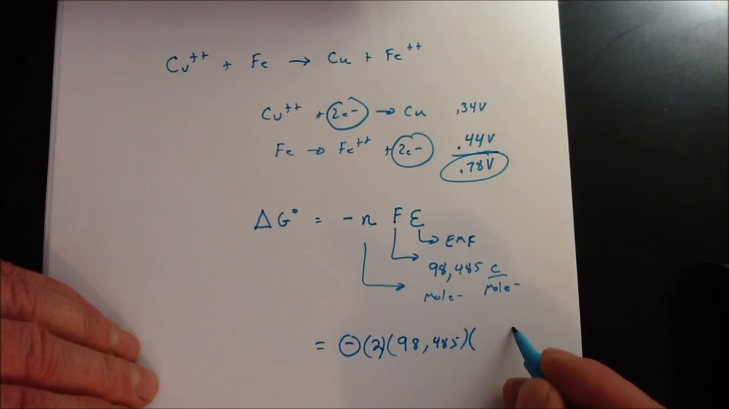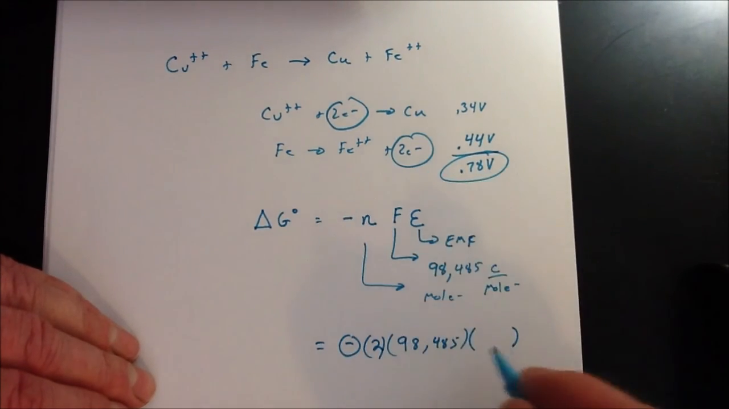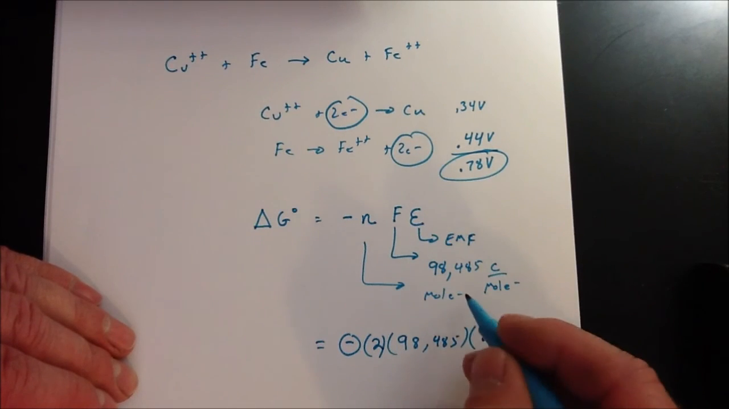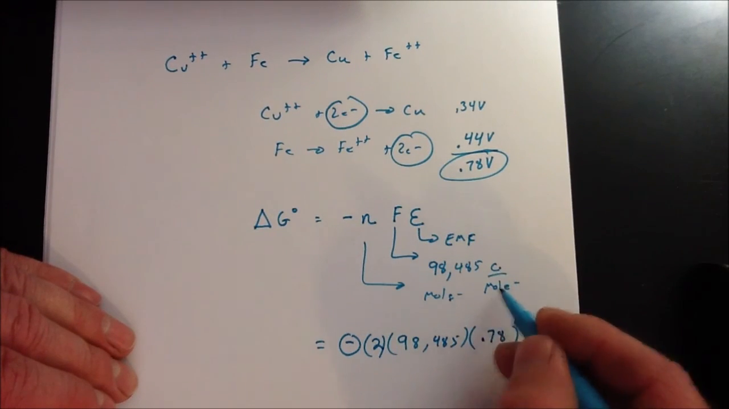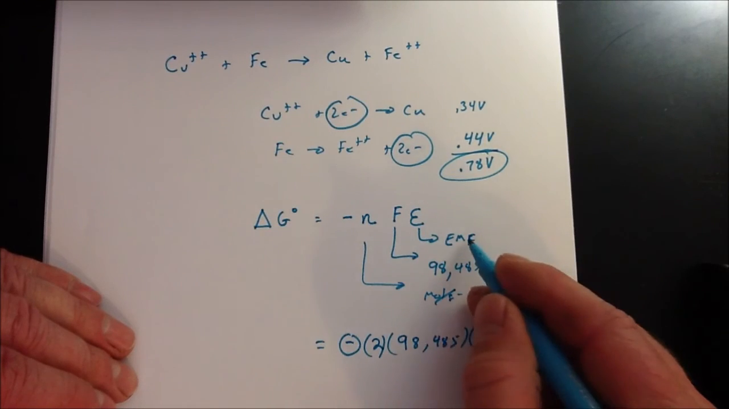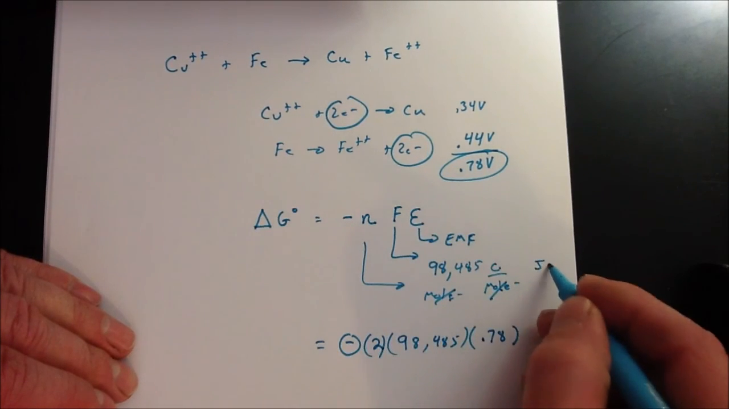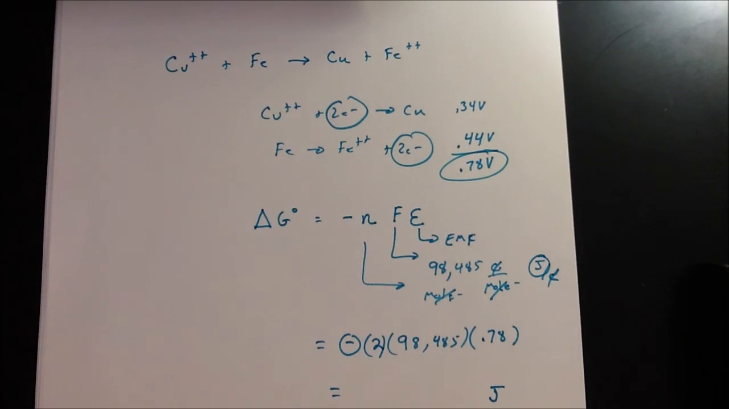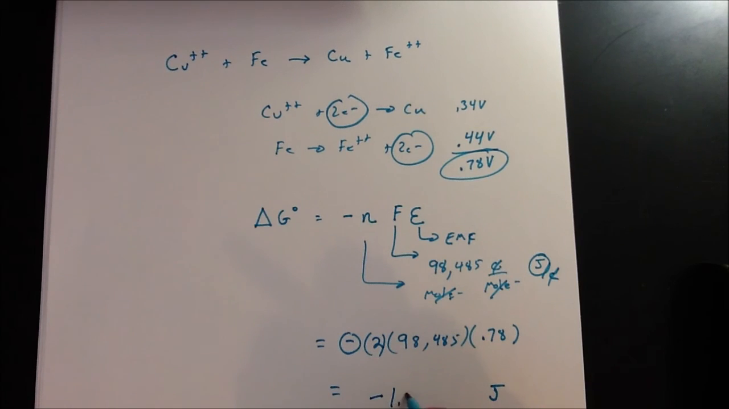And then lastly, our cell EMF, 0.78. Now, why would we use a cell EMF? Well, we've got moles of electrons times coulombs per mole, so the moles are going to cancel. And remember, voltage is joules per coulomb, so when we multiply those out, the coulombs are going to cancel, and that's going to give me an answer here that's going to be in joules. So when I plug those in and solve, I end up with negative 1.5 times 10 to the 5th joules, or we could convert that over to kilojoules.